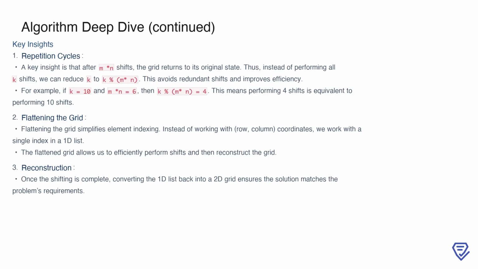Another important insight involves flattening the grid. By converting the grid into a 1D list, we simplify the indexing process. Instead of working with row-column pairs, we use a single index, which makes shifting operations more intuitive. Finally, reconstructing the grid after the shifts ensures the solution matches the problem's requirements. This involves reshaping the 1D list back into a 2D grid with the correct dimensions.